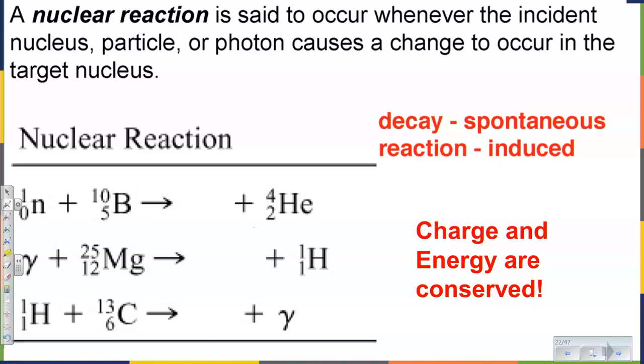And for every nuclear reaction, of course, we can always apply the same laws. For example, here, the charge, 0 plus 5, is supposed to be equal to something plus 2. What should it be equal to? 3. 1 plus 10 should be equal to something plus 4. 11 minus 4, 7. 3, lithium.